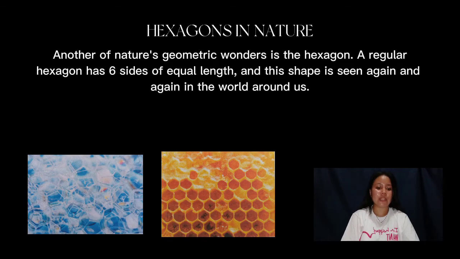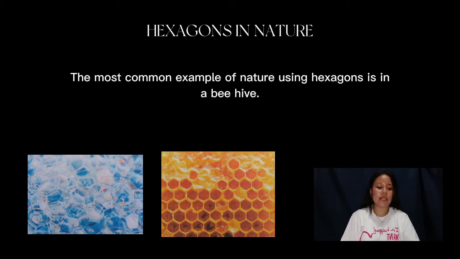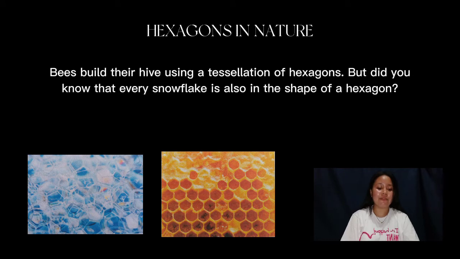Hexagons in nature. Another of nature's geometric wonders is the hexagon. A regular hexagon has 6 sides of equal length, and this shape is seen again and again in the world around us. The most common example of nature using hexagons is in a beehive. Bees build their hive using a tessellation of hexagons.